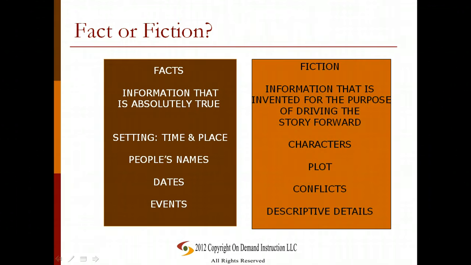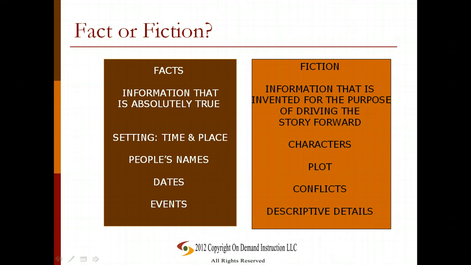Fact and fiction. What are the differences that we're looking at here? In terms of facts, looking at specifically historical fiction, typically the information that is absolutely true, that is how we define fact. The things that we will typically find as being fact in historical fiction will be things like the setting, people's names, dates, and events. Those things are really hard to change around, so it would make sense in historical fiction for those to be true.